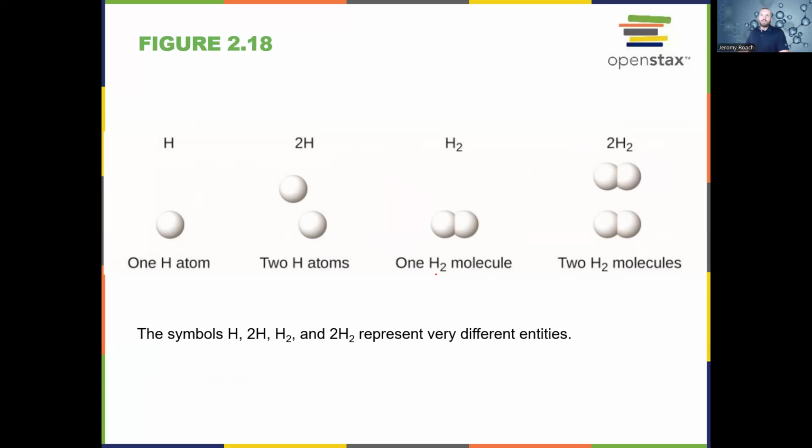Each symbol means something different here. So H just means we have 1 hydrogen atom. Here, 2H means 2 hydrogen atoms, but H2 means a hydrogen molecule or diatomic hydrogen. And here we have 2H2. So here's the H2, and we have 2 of them. And so that's how we can represent these molecules differently.